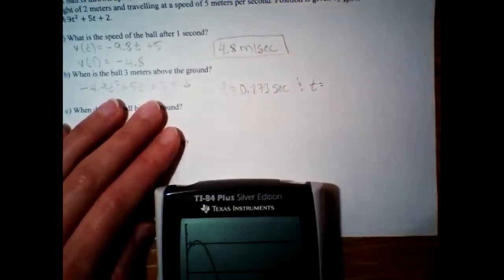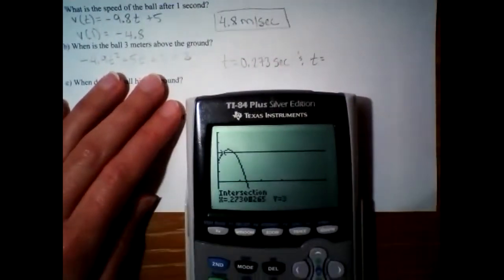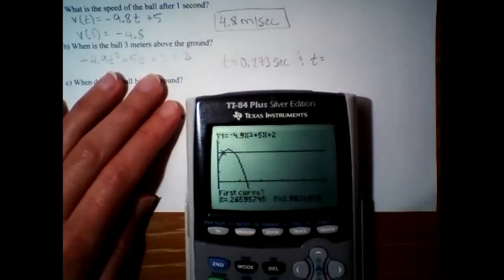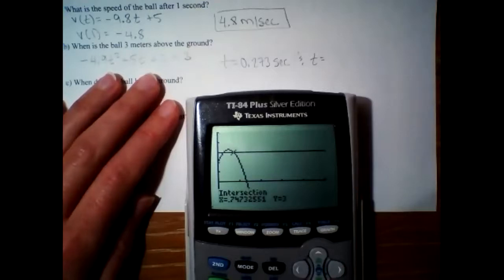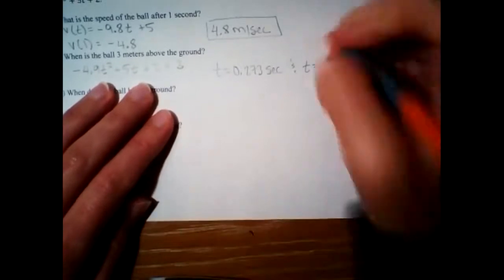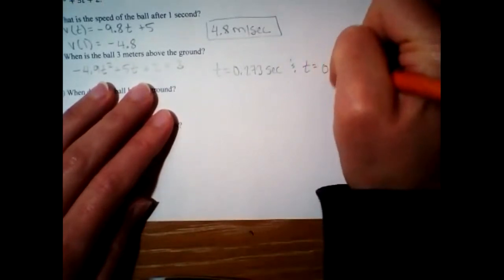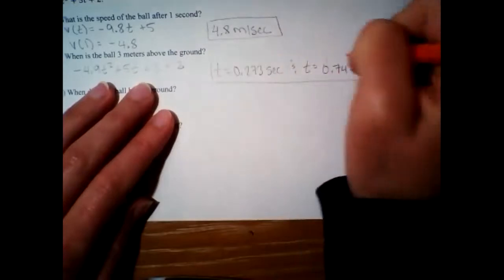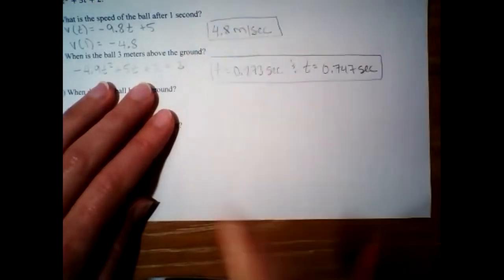And then we're going to have another time. So I'm going to have to do all that again. So calculate intersection, first curve, enter, second curve, enter. And for guess, I'm just going to move the cursor close to the other one and it'll give me that one instead. So 0.747 seconds. So once on the way up and once on the way back down, it goes through 3 meters.